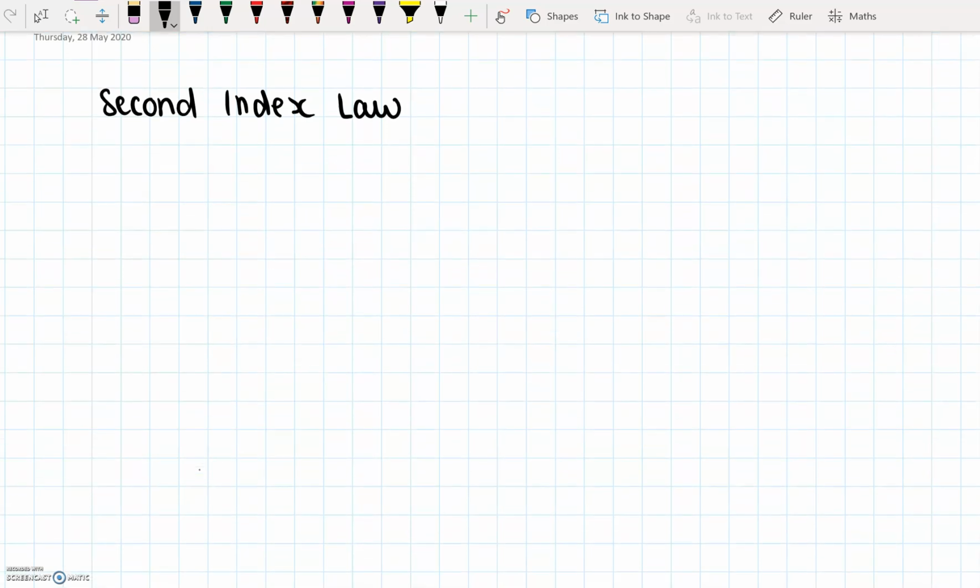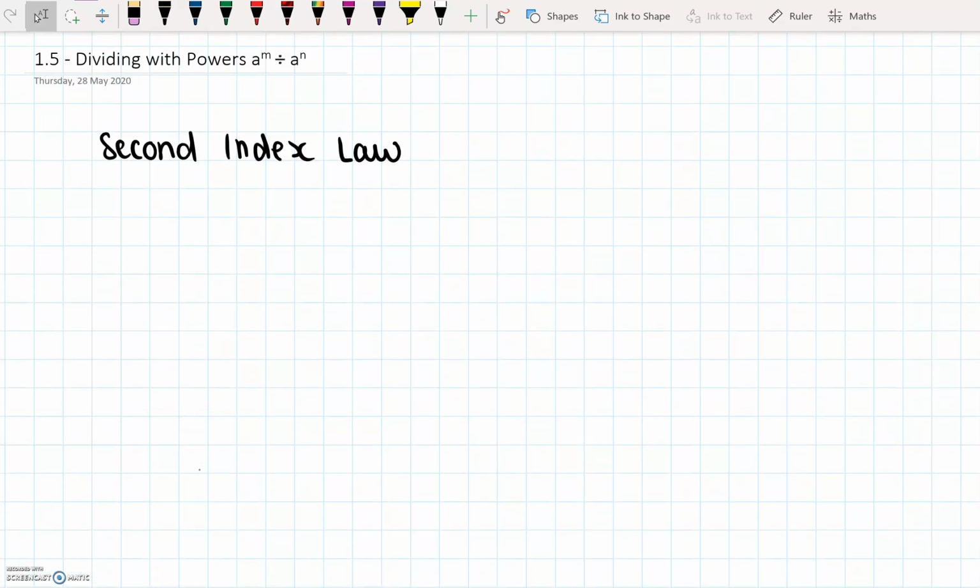Okay, so the second index law, as you can see in the title, is about division. Okay, so a to the power of m divided by a to the n. And you guys should know by now we don't actually use the division sign. We usually make this into a fraction. It's just that that's a little difficult to do when I'm typing. Okay, so the second index law.